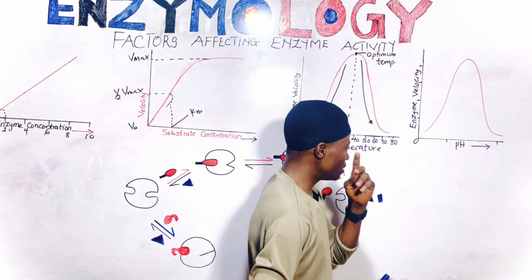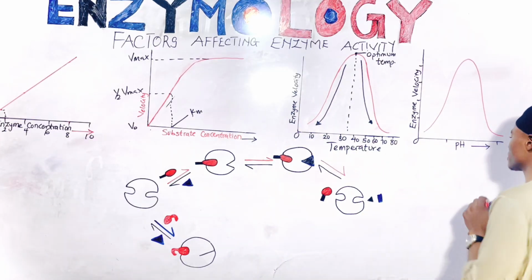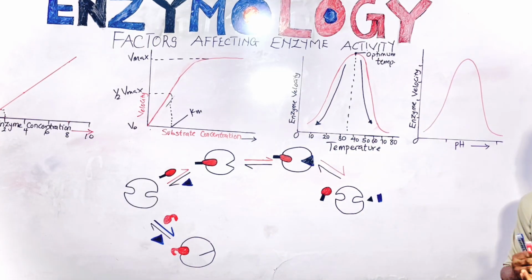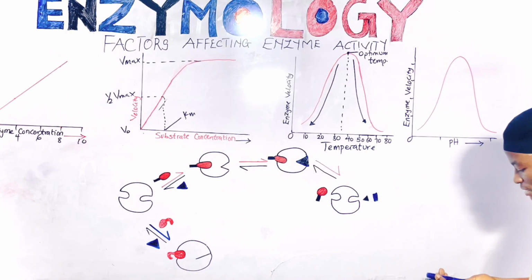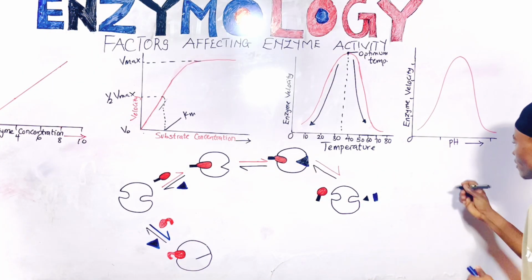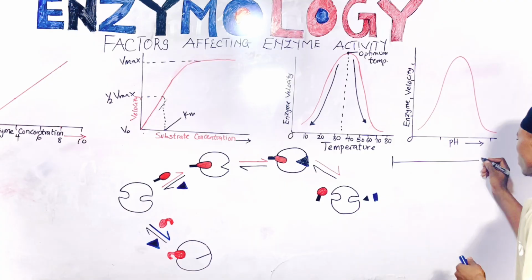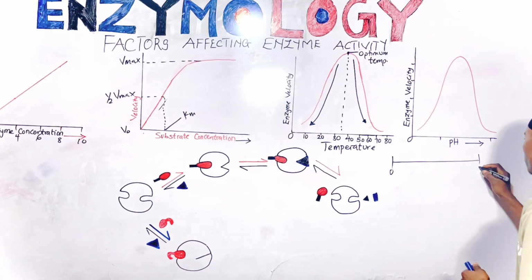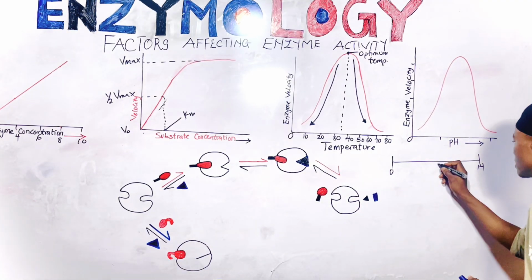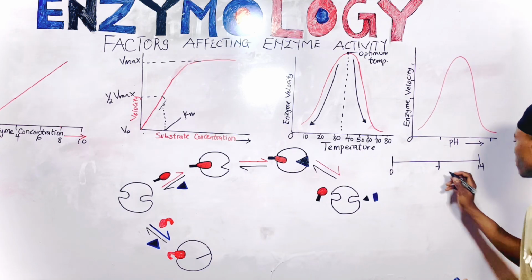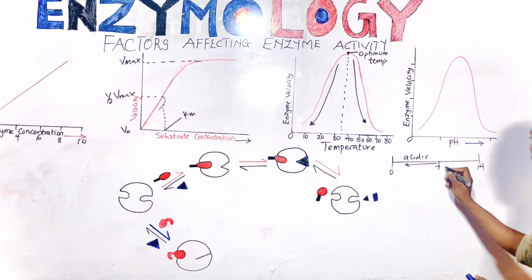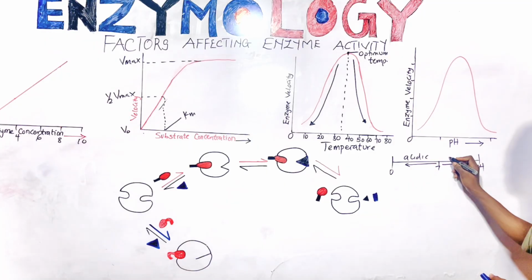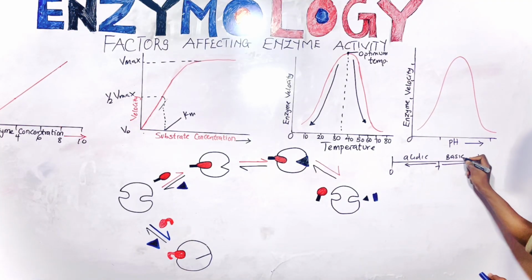Now let's move to the pH. As far as pH is concerned, all enzymes have a pH at which they work best. And don't forget that the pH scale ranges from 0 to 14. We have 7 as the neutral. Below this, we have acidic, and above this, which is the neutral, we have basic, or you simply say alkaline.